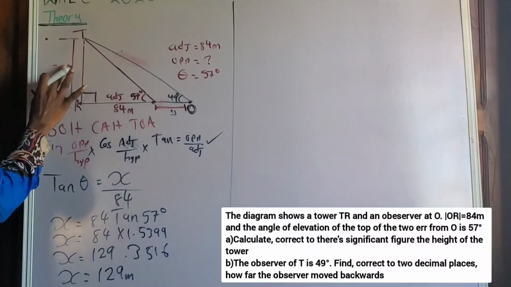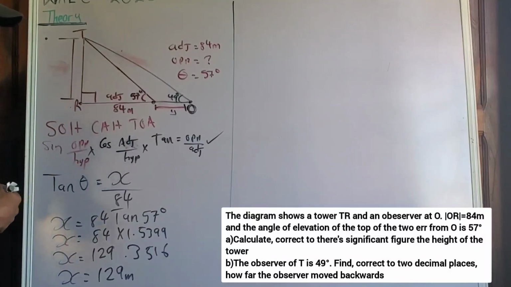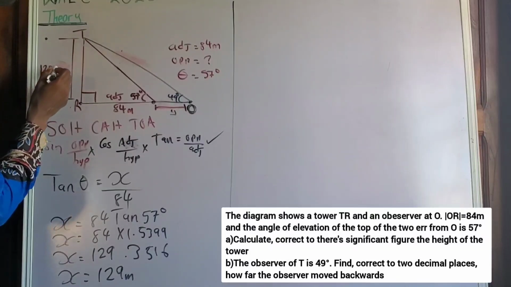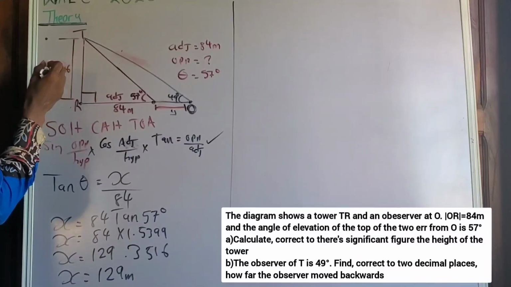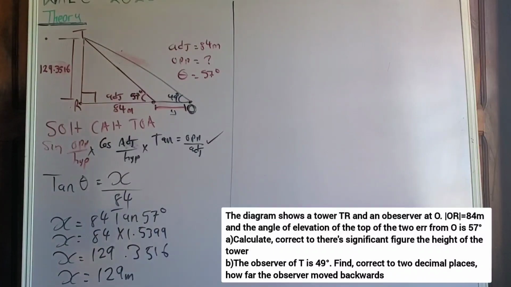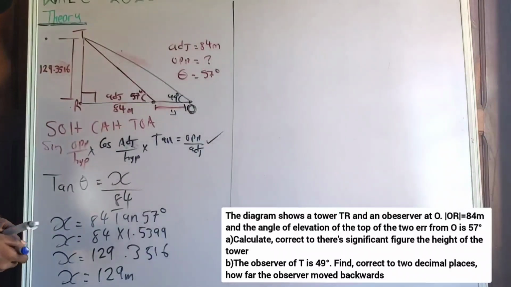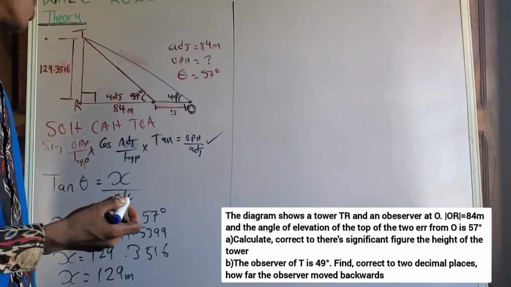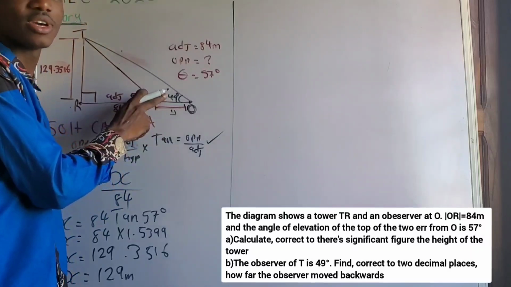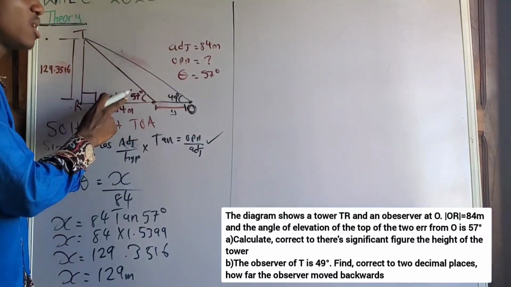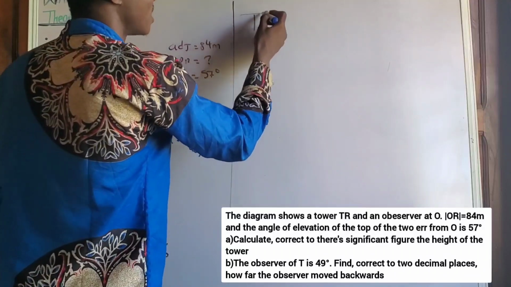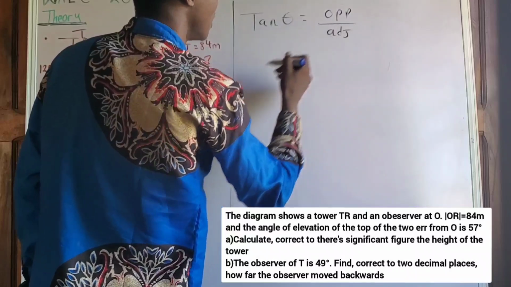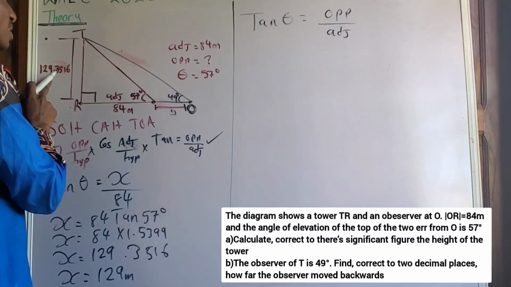We know that the opposite now is 129.3516. That is the opposite side, or the height of the tower. Now, to get the value of y, we are still going to make use of tan. But the angle of elevation now is 49 degrees. We are not going to make use of 57 now. We are going to make use of 49. So I'm going to have tan theta is still equal to opposite over adjacent.